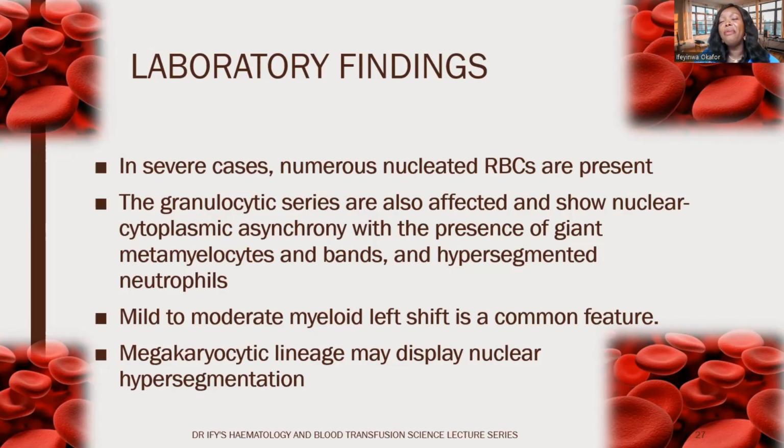So in red blood cells, you have macrocytes, you have anisocytosis, and also fragmentation, poikilocytosis, that's fragmented red blood cells. And you can also have inclusion bodies like Howell-Jolly bodies and Cabot rings and all that. And in granulocytes, you can also have hypersegmented neutrophils.